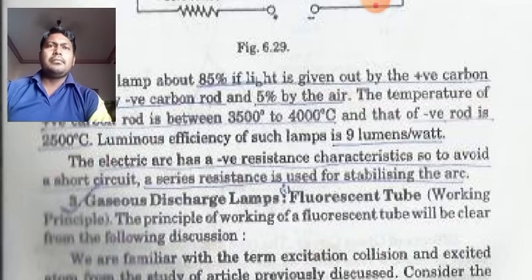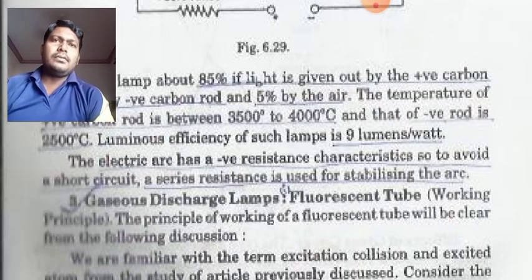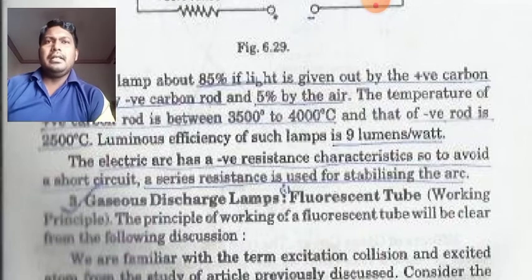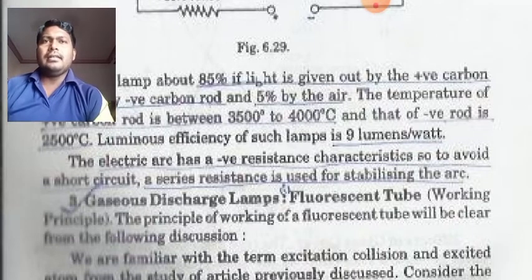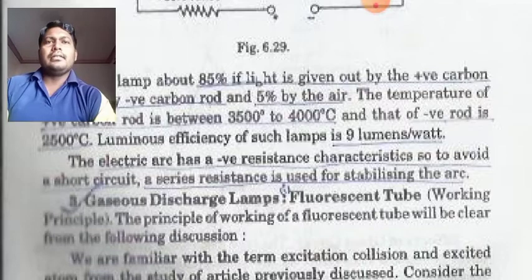So what do you mean by stabilizing the arc? Actually, students, we have to maintain this arc. If this arc vanishes, then this lamp will not work, and there will not be a continuous flow of arc. As a result, we can have the lamp perform its operation. So we have to stabilize this arc. For that reason only we have inserted a series resistance.